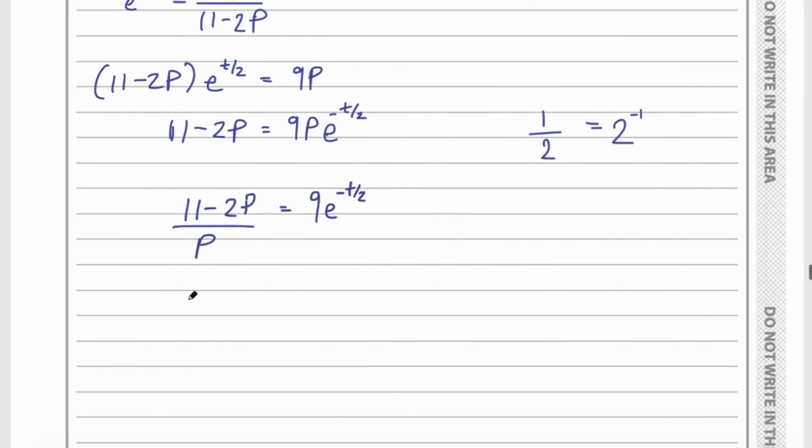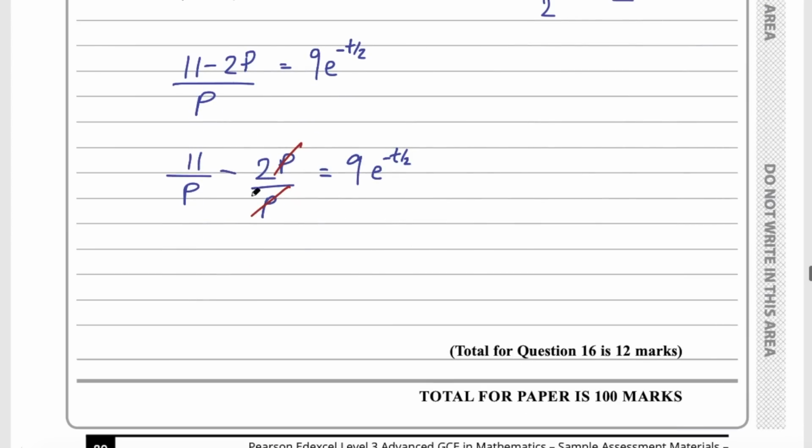Split this into two fractions, so it's 11 over p minus 2p on p. Now what happens with those p's? Well, they can just cancel out. So this is equal to 9e to the minus t on 2. Add that 2 to the other side. Now I've just got that minus 2 by itself. So on the left, all I'm left with is 11 over p equal to 9e to the minus t on 2 plus 2. Then swap these over.